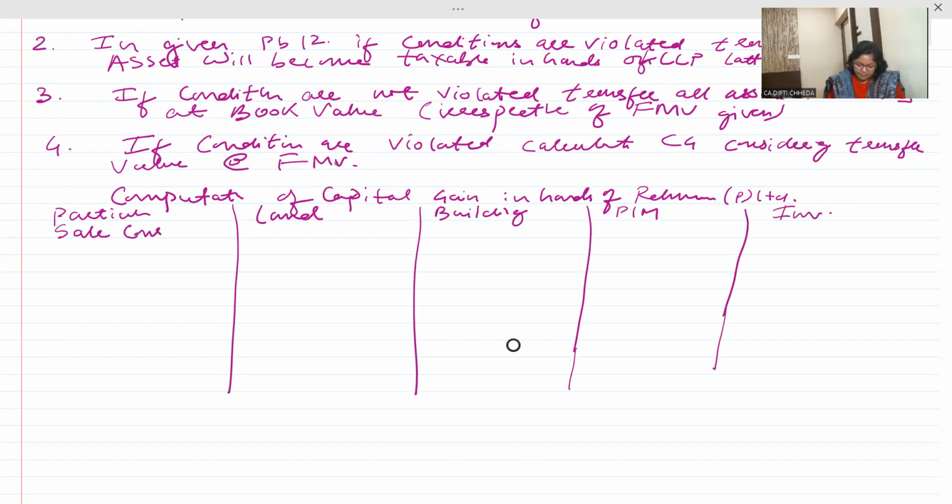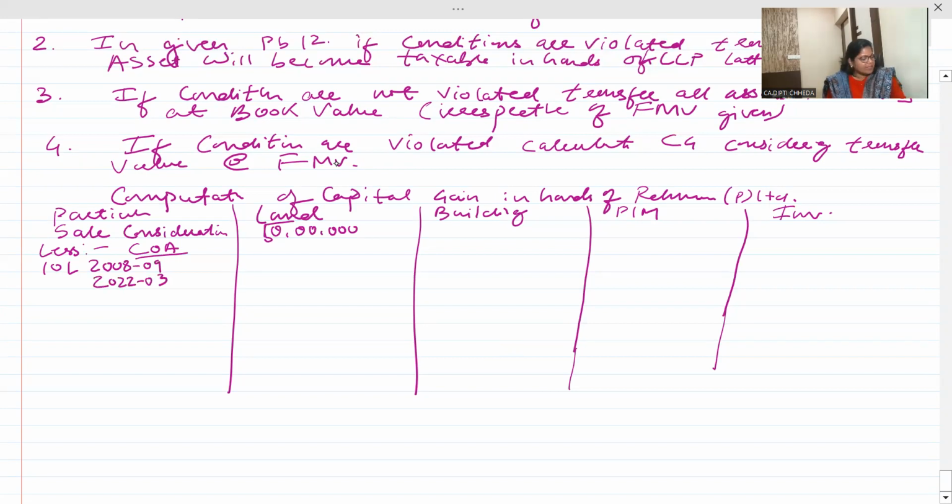Sale consideration, land, sorry, market value is 50 lakhs. Sale consideration less cost of acquisition 10 lakhs. When did you buy the land? 2008-09. And when did you transfer? 22-23. 2008-09 index is given just below that problem, 137, and this is 331. So what was available in 137 is now 331. तो index cost of acquisition 10 lakhs into 331 divided by 137, कितना आ रहा है देखो. Fast calculation, faster than me.